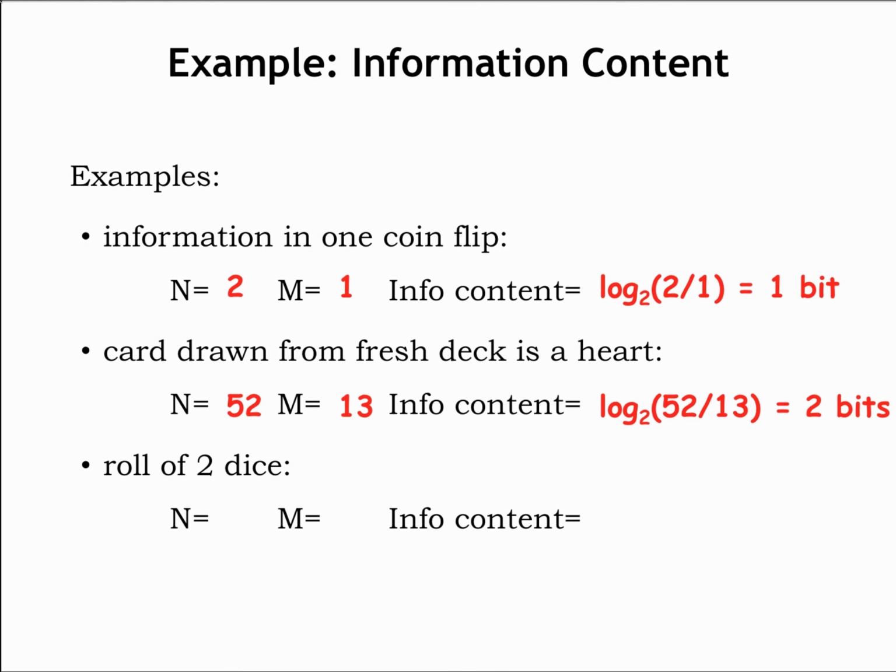Each die has 6 faces, so there are 36 possible combinations. Once we learn the exact outcome of the roll, we've received log base 2 of 36 over 1, or 5.17 bits of information. What do those fractional bits mean? Our circuitry will only deal with whole bits. So to encode a single outcome, we need to use 6 bits.